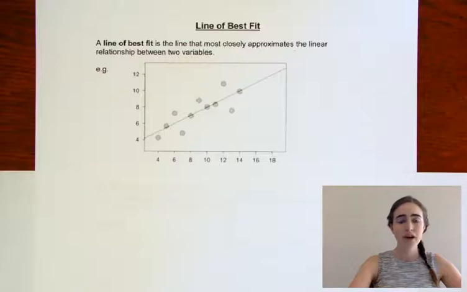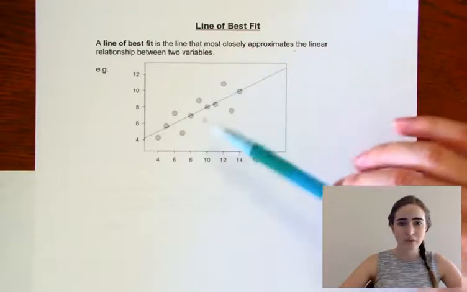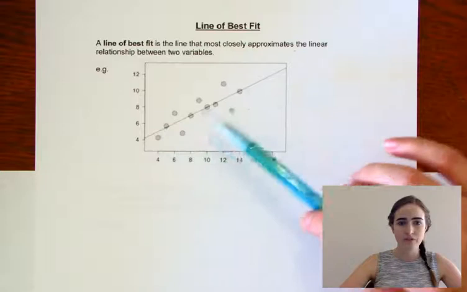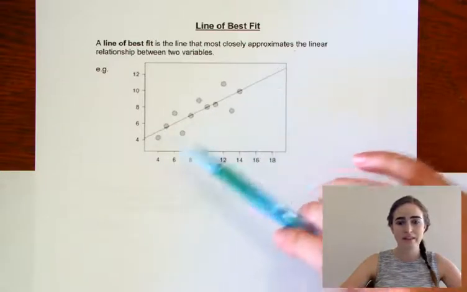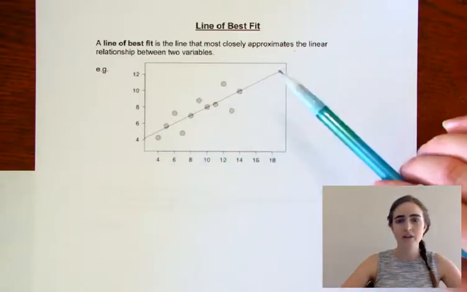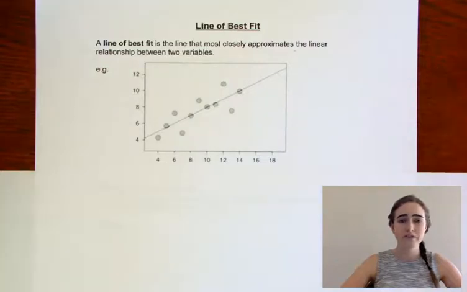In this video, I want to have a look at what's called the line of best fit. So the line of best fit is the line that best approximates the linear relationship between our two variables. In this example here, we've got all our different data points, and we've got this line drawn through that's approximating the linear relationship. That's what we're going to learn how to draw, and we're going to do it in a couple of different ways.